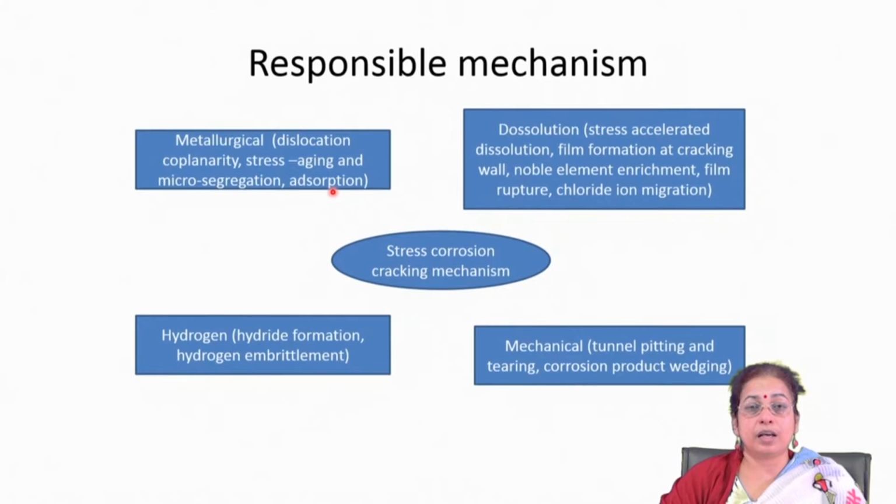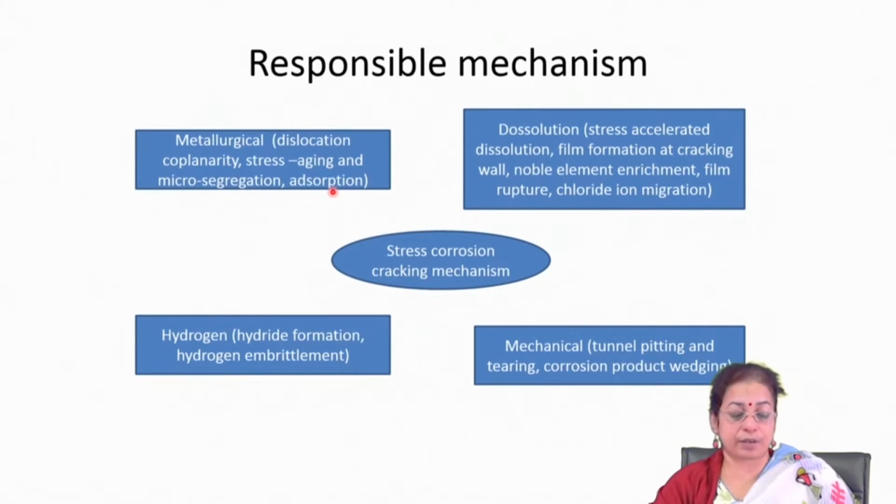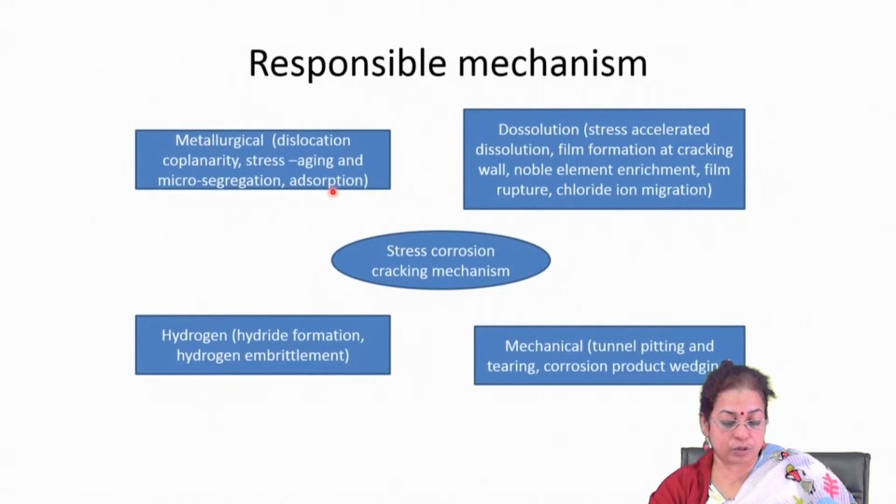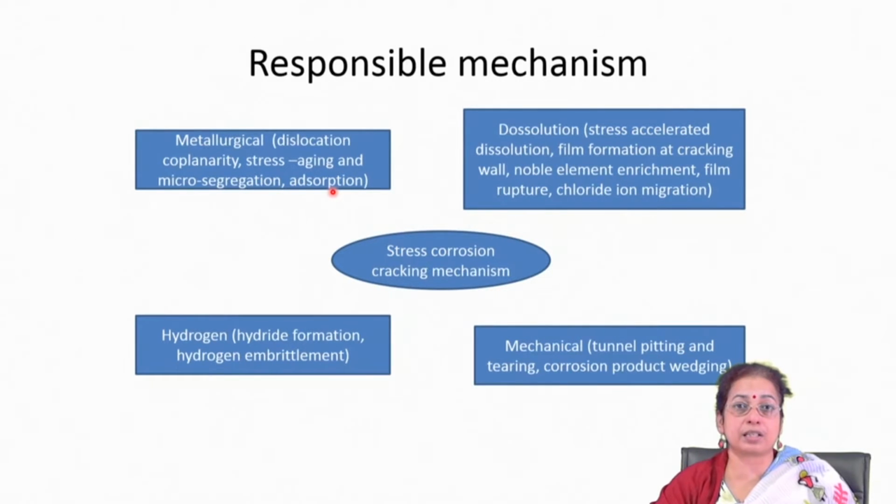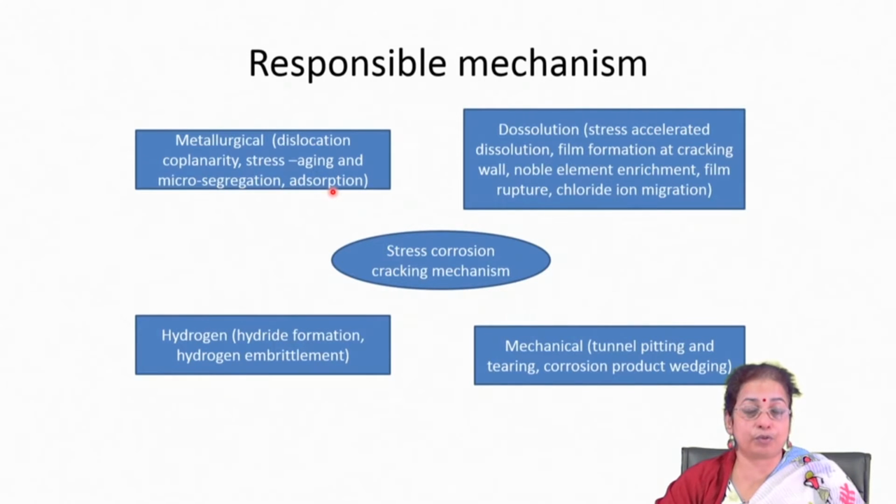Now, if you quickly go through the mechanism, as I mentioned, different mechanisms have been proposed to explain the stress corrosion cracking behavior of different materials, but stress assisted dissolution and rupture of the film is the main reason for stress corrosion cracking to proceed. If you quickly go through the different micro mechanisms, you will find there are different factors responsible for stress corrosion cracking. They may be metallurgical, dissolution, mechanical, or hydrogen factors. Hydrogen may also assist the stress corrosion cracking.